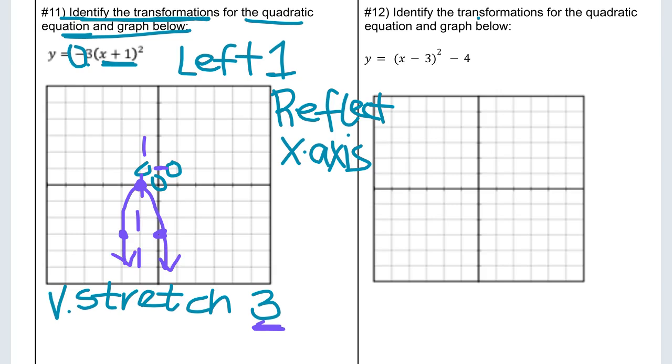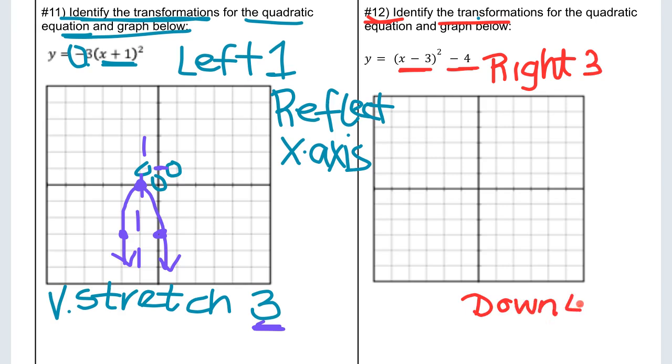Okay, we're going to complete the same process in number 12. Identify the transformations. -3 means right 3. -4 means down 4. Keeping the same initial points, we then move each one right 1, 2, 3, down 1, 2, 3, 4.